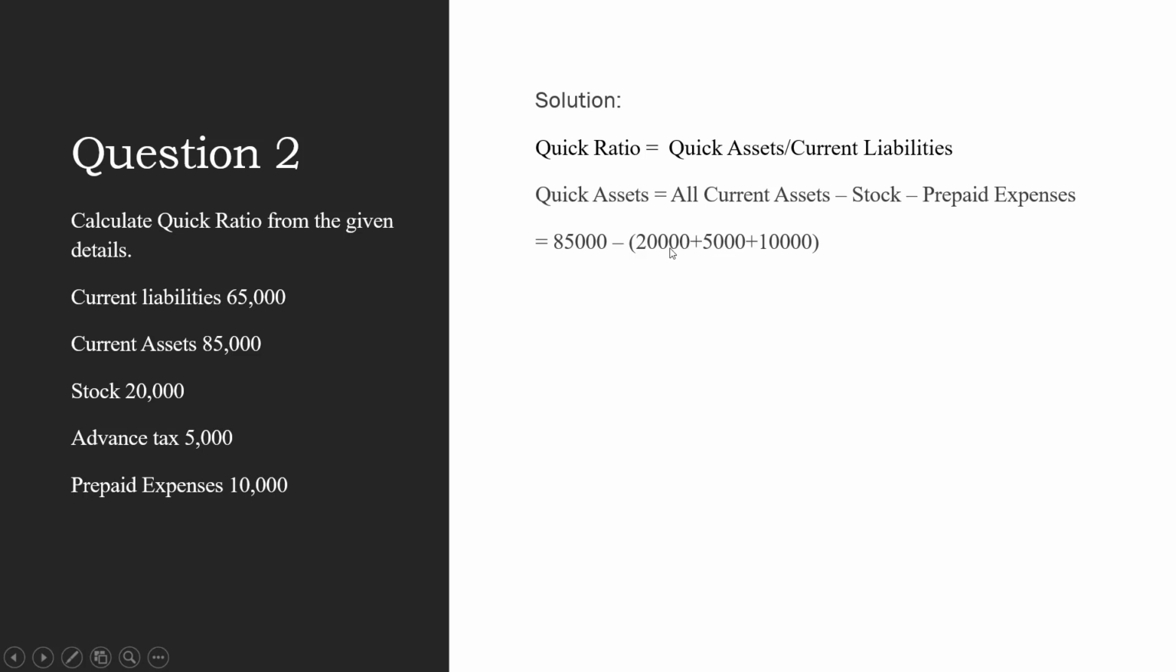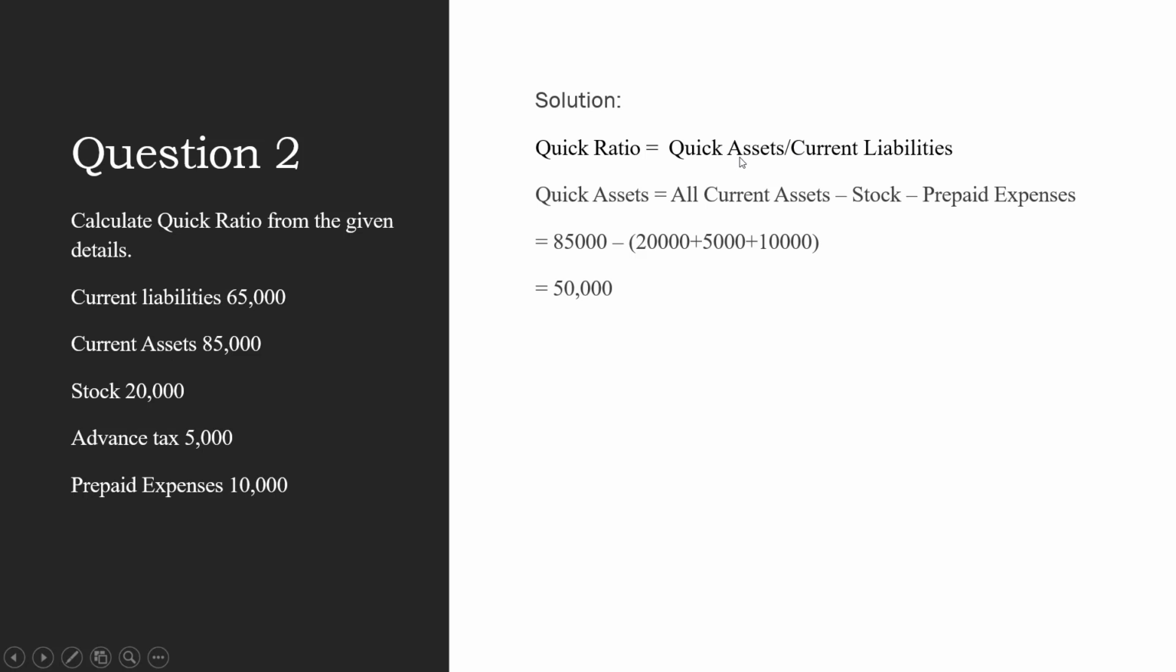So this advance tax also will be taken as prepaid tax. We add all the amounts, that is the stock, the advance tax, and the prepaid expenses, and then subtract it from the current assets. Current assets are given as 85,000. After calculating, you get the value as 50,000 rupees. What is this 50,000 rupees? This is the quick assets.